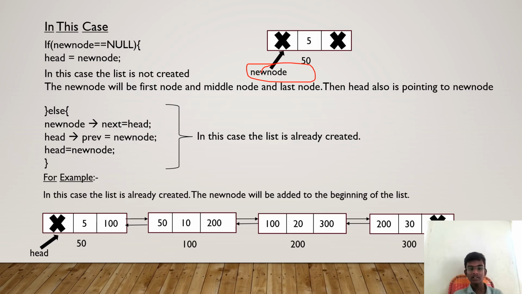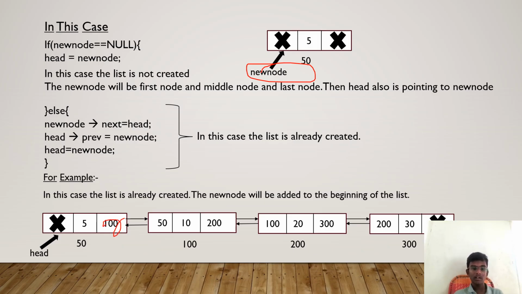If the list is already created, we go to the else part. New node of next means this is the new node, and new node of next is equal to head. Head means initially head is 100. In this part the value 100 will be stored.